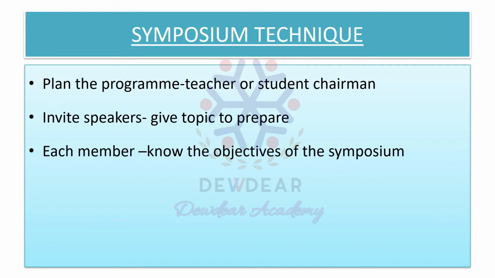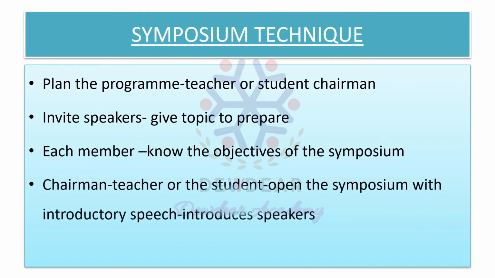Then each member knows the objectives of the symposium. Each member is aware of the objective of symposium, and the chairman, that is either the teacher or the student, opens the symposium with an introductory speech. That is, the chairman will be introducing the speakers to the audience. So that is the first steps. The chairman will be planning the program, and he will be inviting the speakers. That is, the speakers are given the topic, and the different viewpoints of a particular topic are discussed.